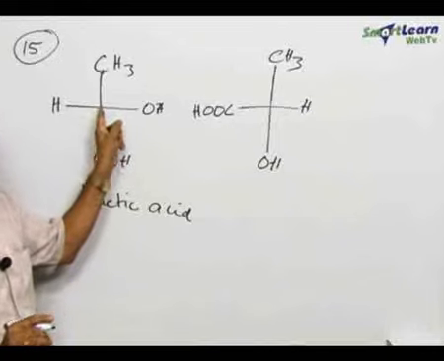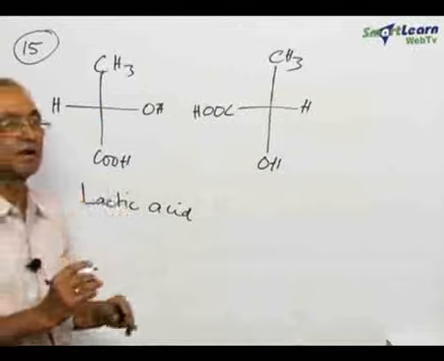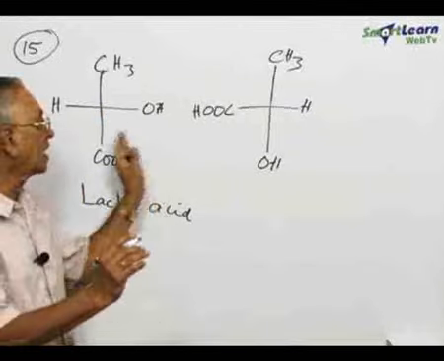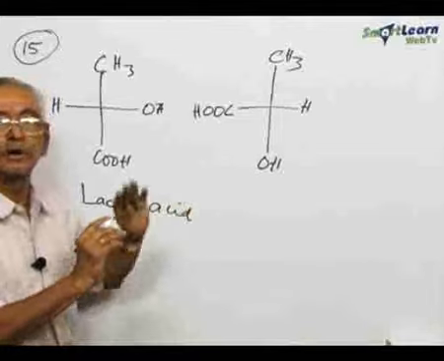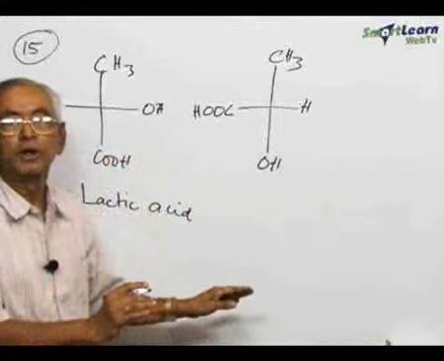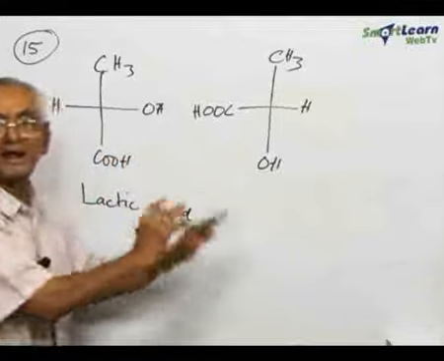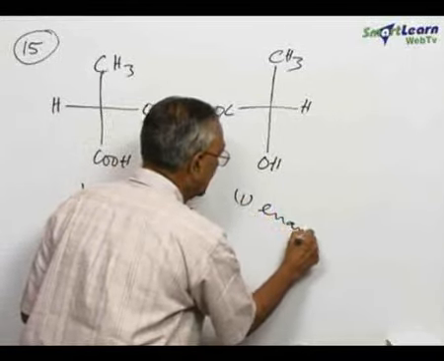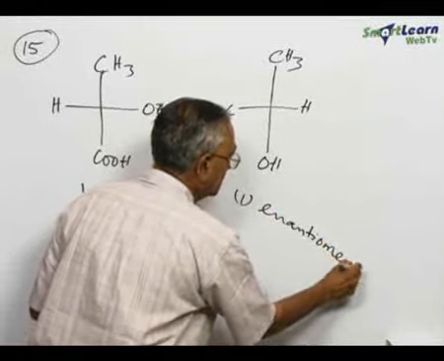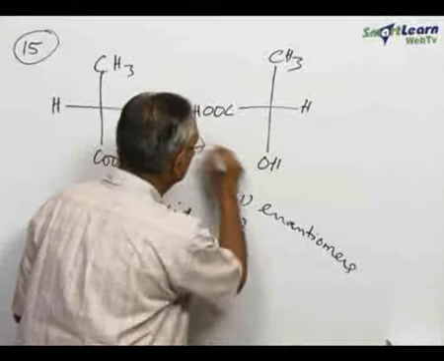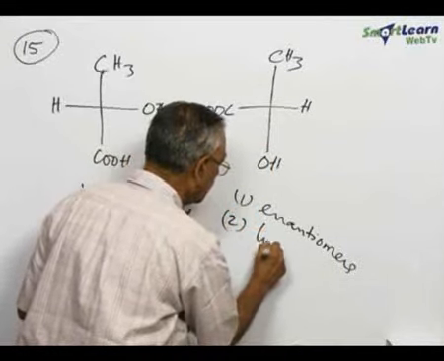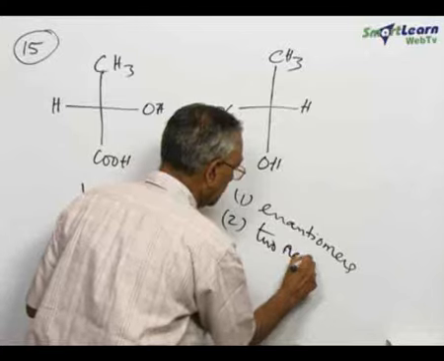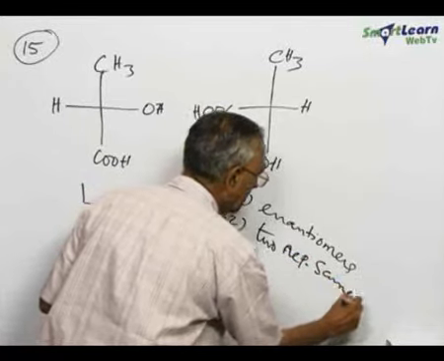Lactic acid, because of its chiral center, can exhibit optical activity. So there are two possibilities: either the two structures are two different representations of the same compound, or they are two enantiomers. One is that the two are related as enantiomers. The second is that the two are two representations of the same compound.